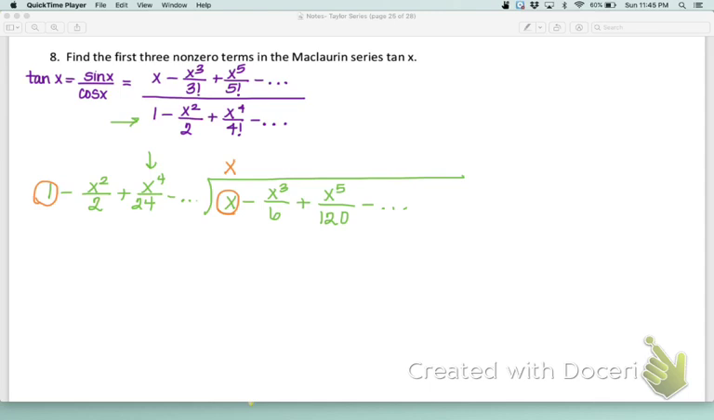So when I multiply here, we're going to put that underneath. And again, line it up with its like terms. So I get x times 1, which is x, x times negative x squared over 2 gives me negative x cubed over 2. And then I get plus x to the 5th over 24. And so now we need to subtract that.